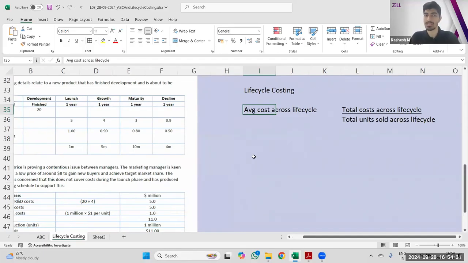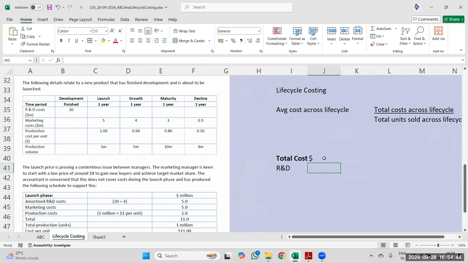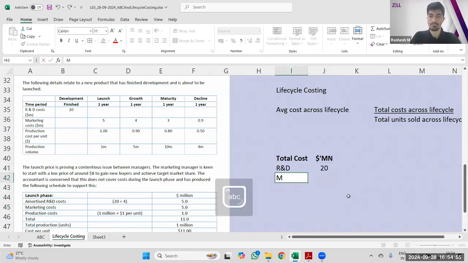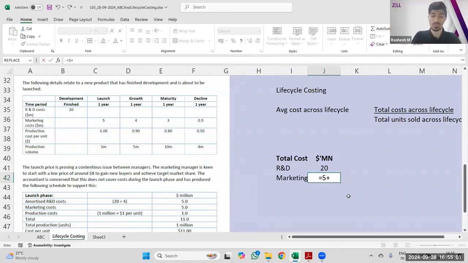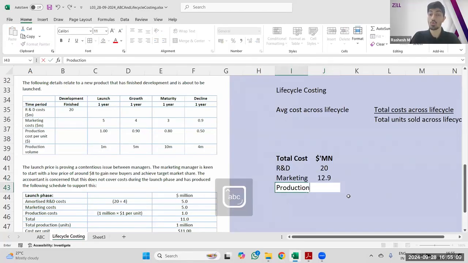So if I do this for this particular example, let's do the total costs. So what is my R&D cost total, guys? 20. $20 million. Let's solve this in dollar million. So $20 million for R&D. What is my marketing cost? 5. Total life cycle: 5 plus 4 plus 3 plus 0.5. Correct. And similarly, what is my total production cost?